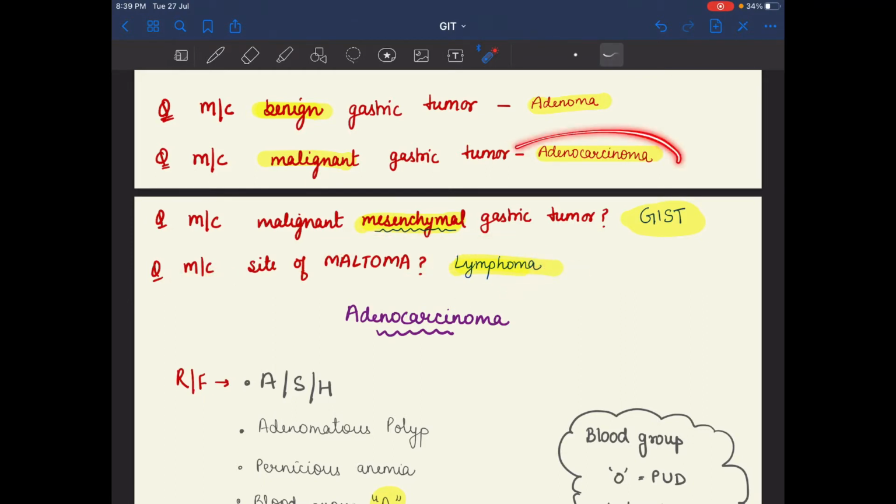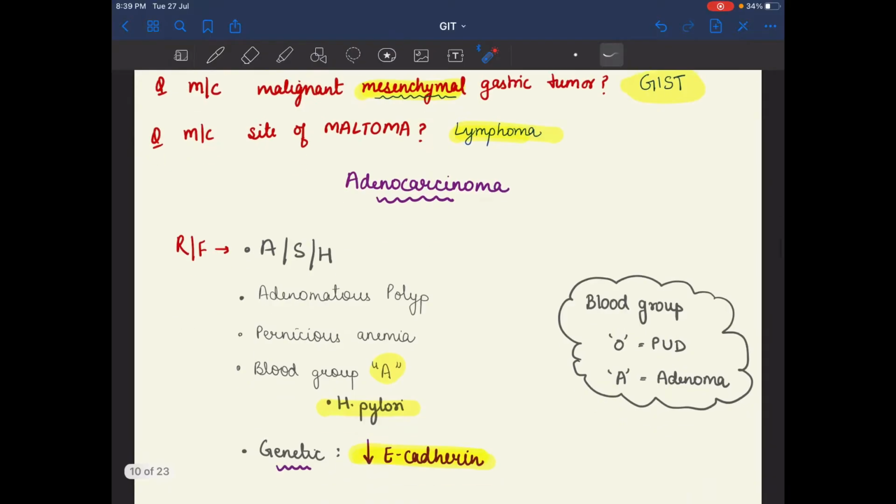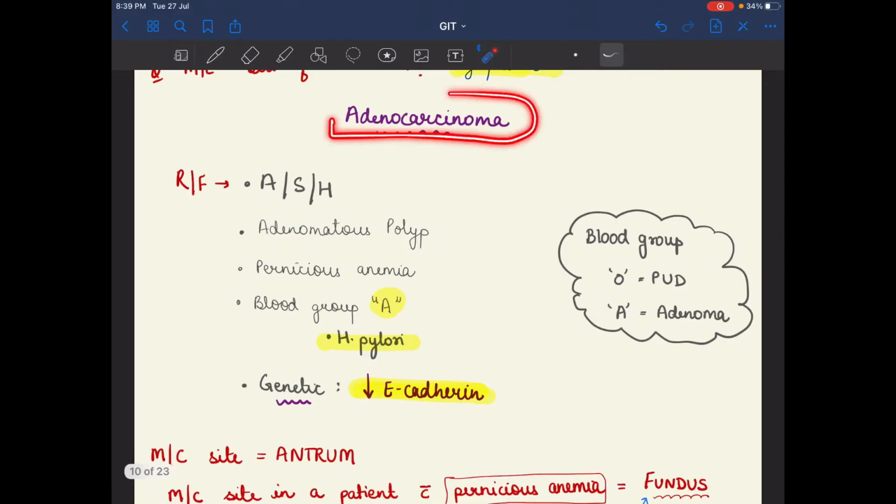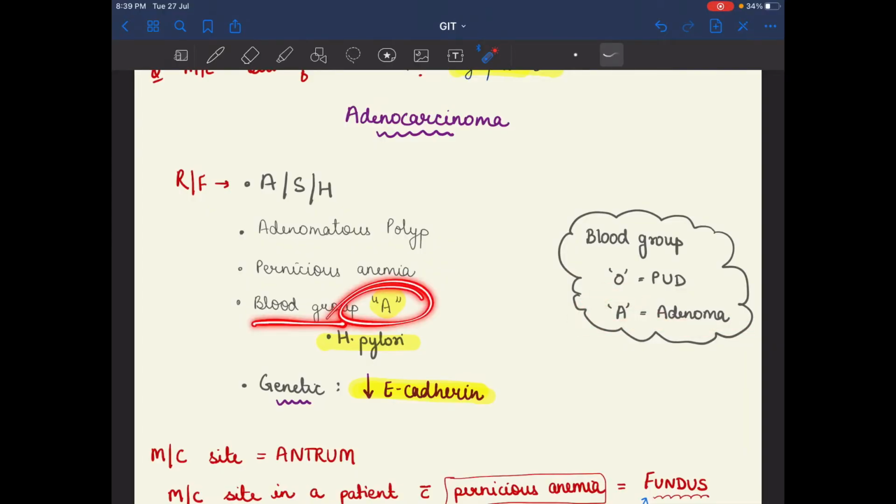Now let's start with adenocarcinoma. What were the risk factors for adenocarcinoma? The risk factors were ASH, meaning alcohol, smoking and hot beverages. A for adenomatous polyp, P for pernicious anemia, and blood group A involvement. Blood group O is a risk factor for peptic ulcer disease, and blood group A is a risk factor for adenocarcinoma.